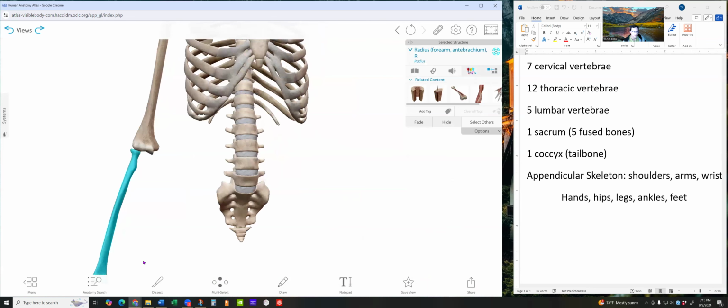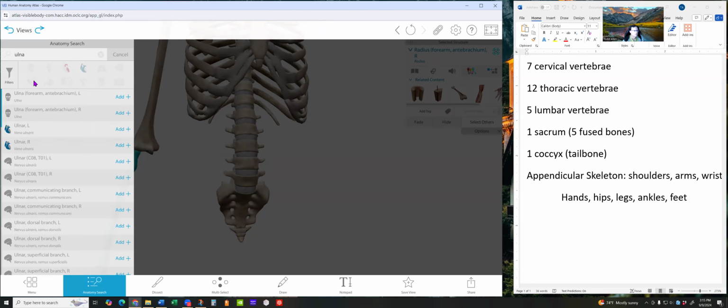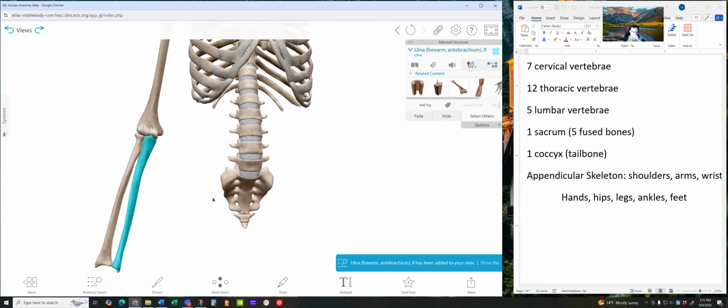All right, next, the ulna. Add the ulna on the right side. 1, 2, 3, add. There we go. All right. Okay. Now remember, one of my quiz questions today was with the ulna bone. I was asking for a substructure, wasn't I? So with the ulna highlighted, let's go to the details here.